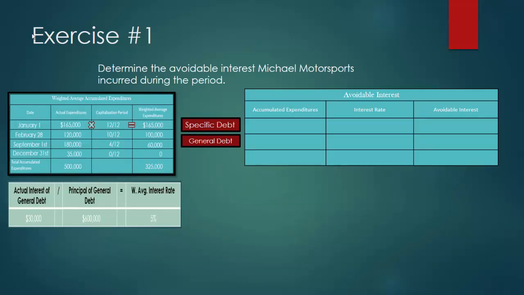Now that we have our weighted average expenditures, and now that we know the weighted average interest rate of our general debt, we can figure out what they call the avoidable interest, the amount of interest we wouldn't have had to pay if we never constructed this building in the first place. The first thing you're going to have to identify is, in total, what your weighted average expenditures were. For Michelson Motorsports, their weighted average expenditures were $325,000.